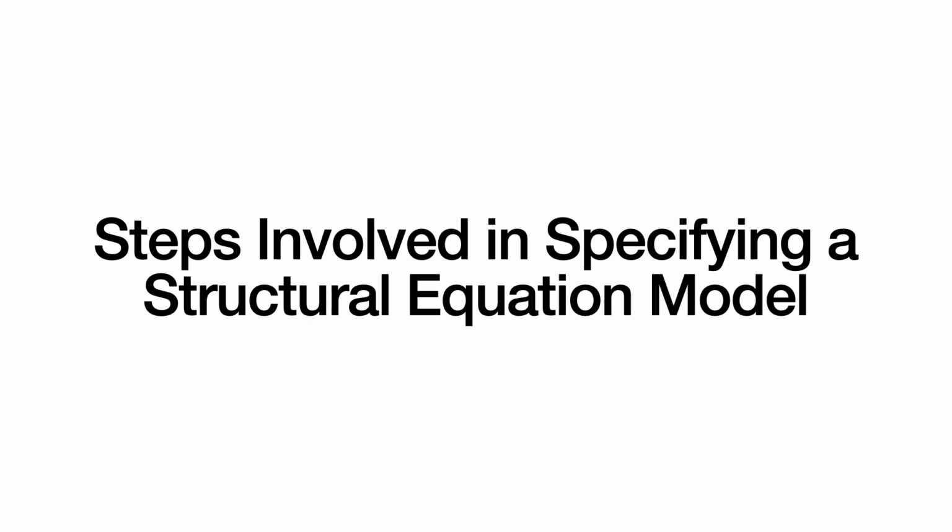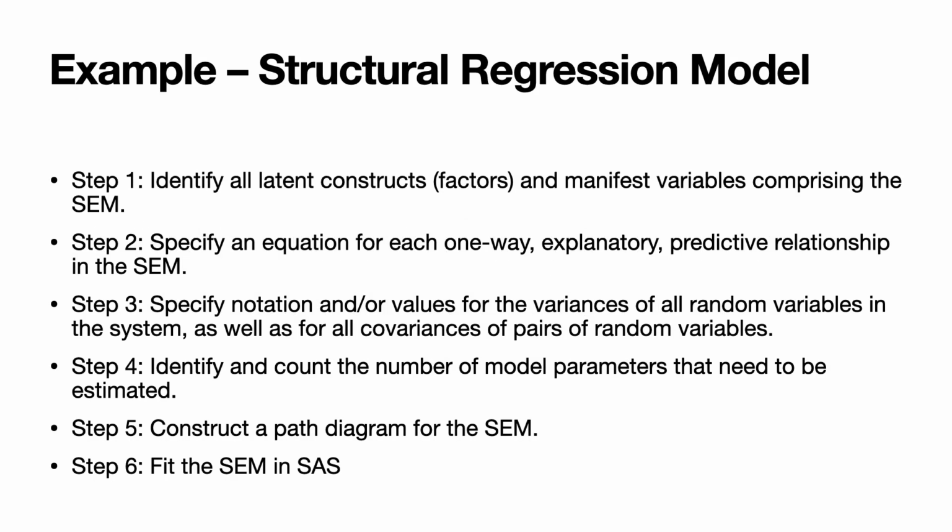Next, let's review the steps involved in specifying a structural equation model. Step 1 is to identify all latent constructs or factors, as well as the manifest variables comprising the SEM. Step 2 is to specify an equation for each one-way, explanatory, predictive relationship in the SEM. Step 3 is to specify notation and/or values for the variances of all random variables in the system, as well as for all covariances of pairs of random variables.